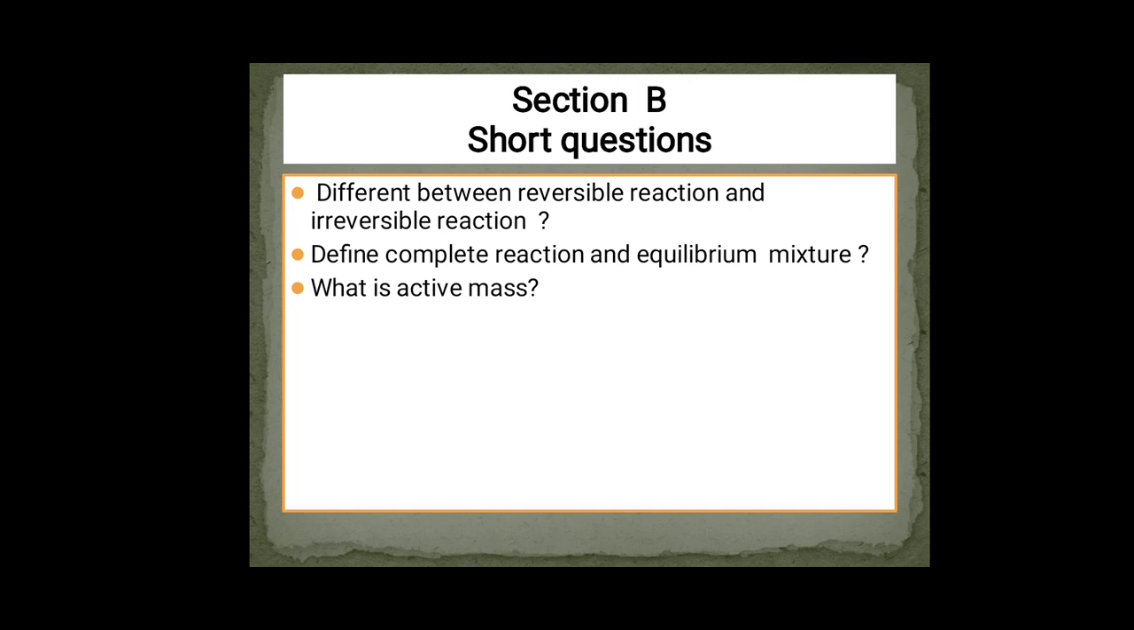The next and last question of section B is: what is active mass? The answer of this question is, the term active mass represents the concentration of reactants and products in mole per decimeter cube for a dilute solution and is expressed in terms of square brackets.